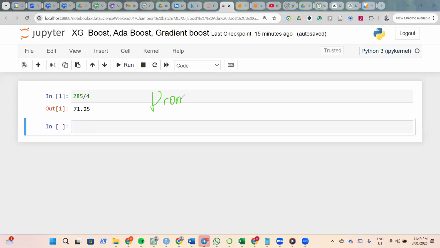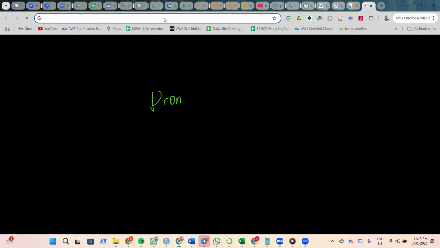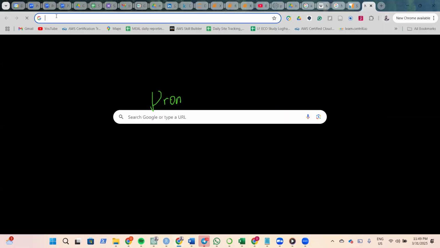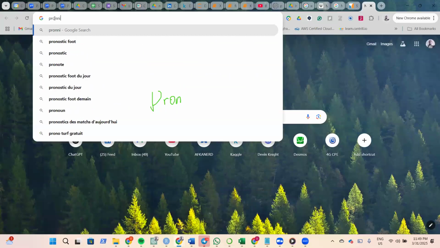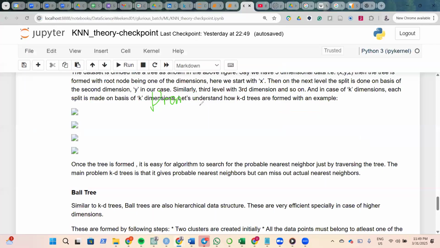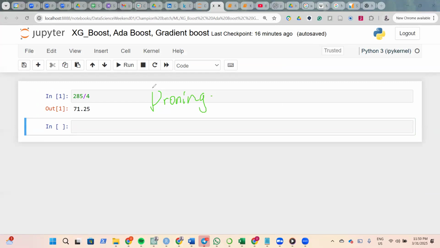Pruning, I don't know if pruning is double P or one P. I don't know, I may have spelled something wrong there. Pruning. Oh, it's one P. So, pruning to handle that. So the question is, how does it work?